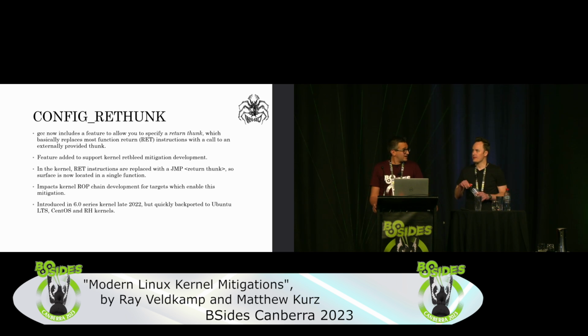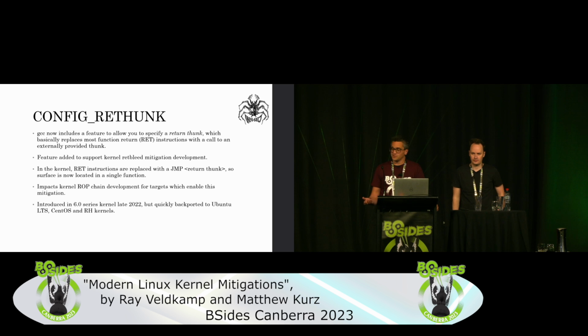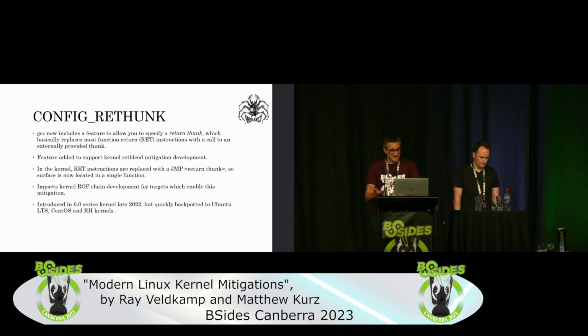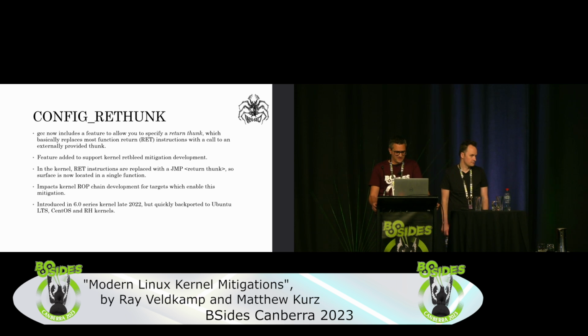So, CONFIG_RETHUNK. GCC was updated to include a feature that lets you specify an external return thunk. Basically, functions have return statements, and they'll replace these with a jump to this return thunk. This feature was added specifically for this RepBleed mitigation development in the kernel. So ret instructions are replaced with a jump to the address of that return thunk. Now the surface of the return is located entirely in a single function.